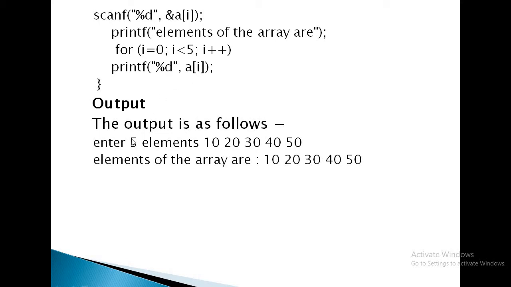So at the time of runtime, the user has to enter the 5 elements. As per this output, 10, 20, 30, 40 and 50 have been entered, and then the elements are stored in the array from index 0 to 4. That means 10, 20, 30, 40 and 50.